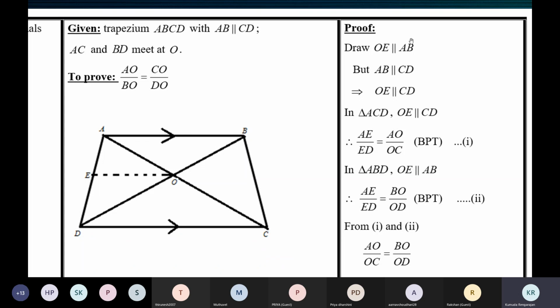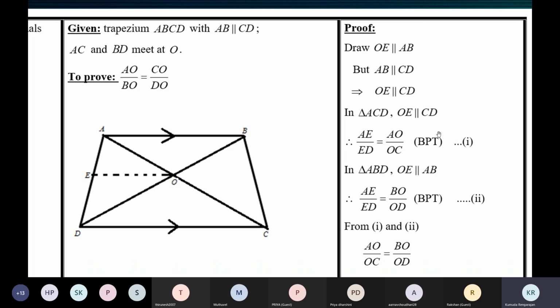We have three sets of parallel lines. But you cannot use them all in any one triangle, so please understand. Take up a triangle which has OE parallel to AB and another triangle where OE is parallel to CD.